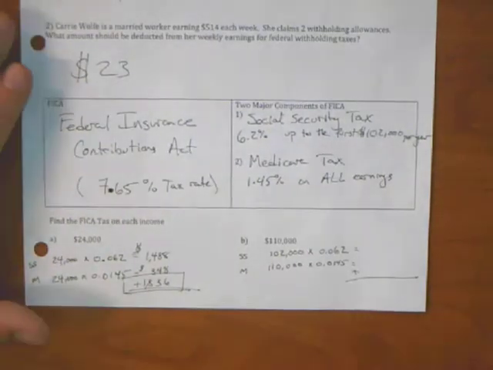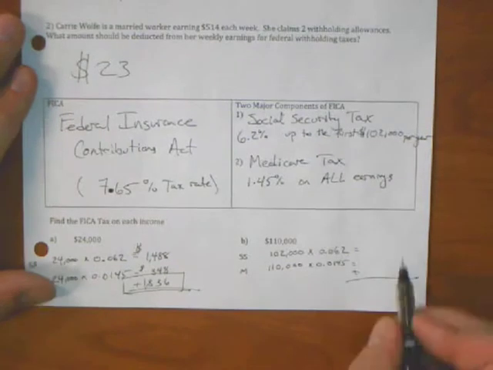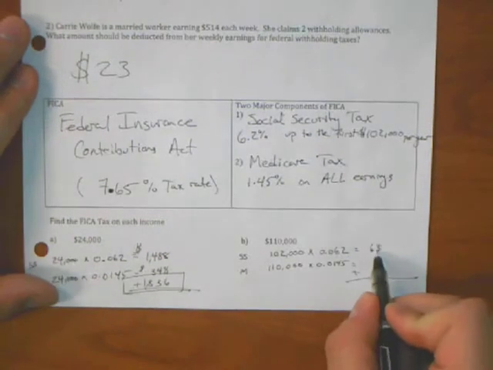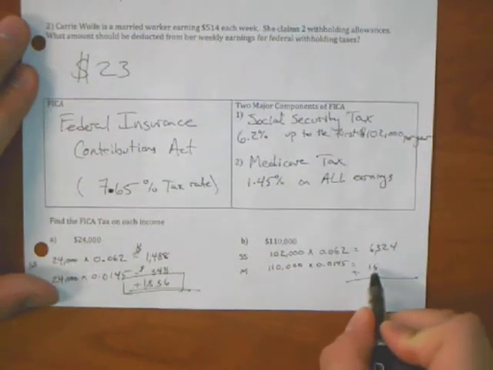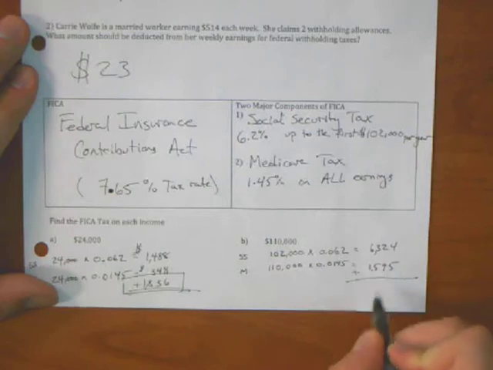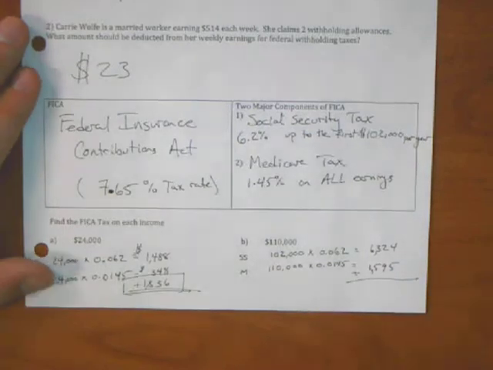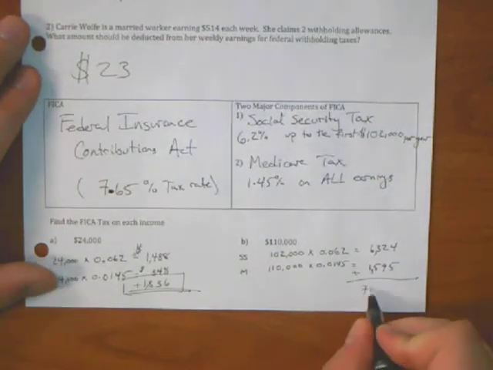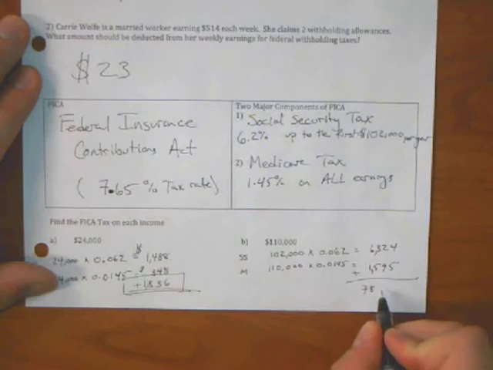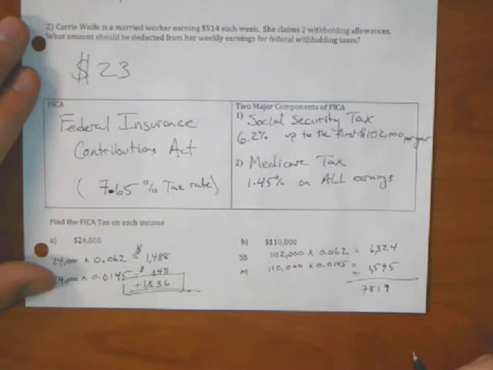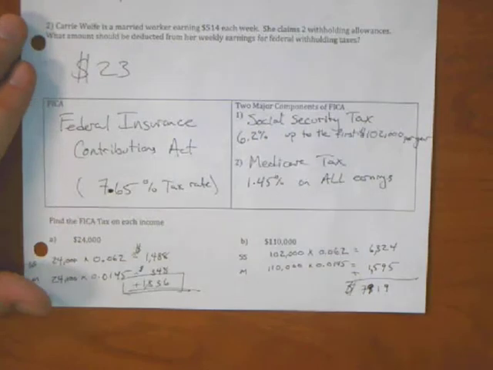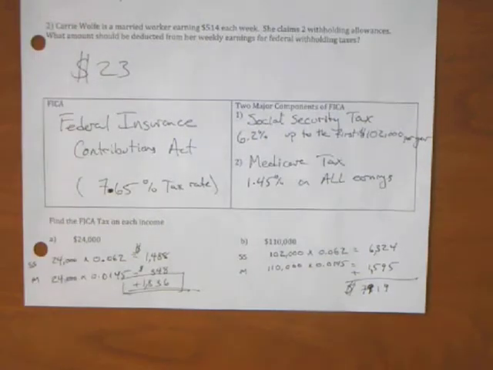And can I get a calculator? 6,324 and 1,590. Thank you very much. Our total then is 7,914, no, 7,919. For a grand total. Okay.